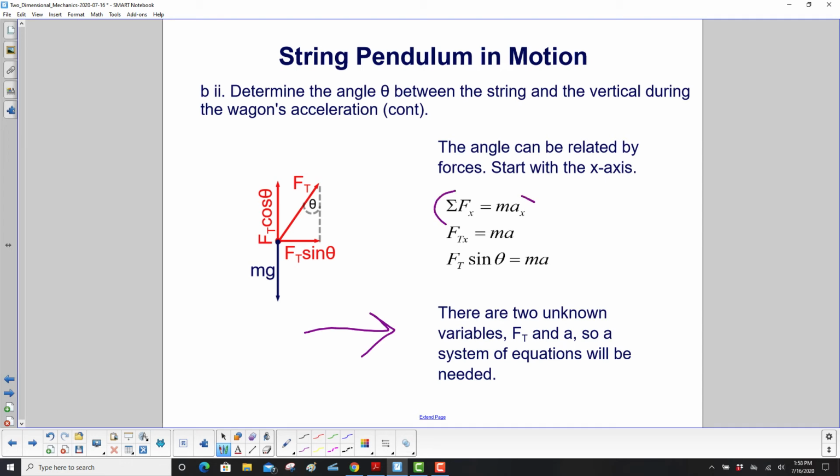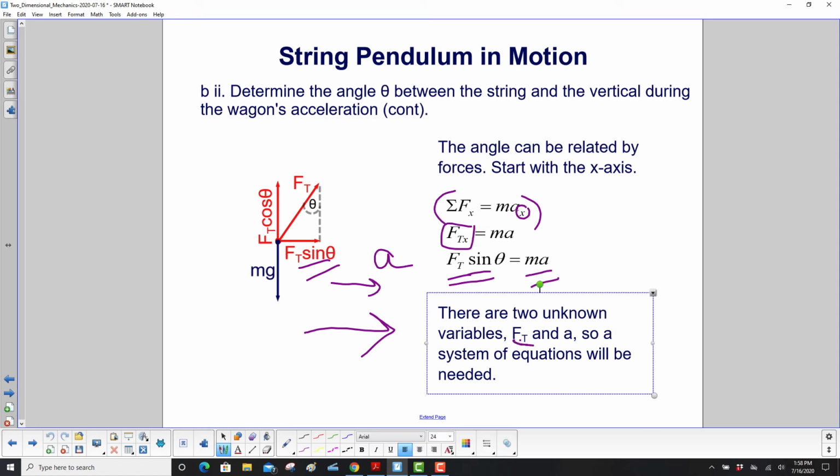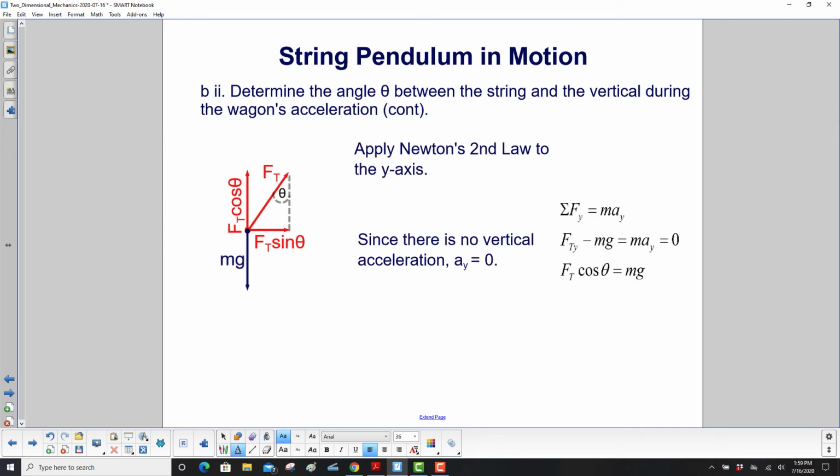So the sum of the forces in the x direction is m a subscript x. And what force do we have there? The only force we have is the tension force in the x direction, which is F_T sine theta. So that equals our acceleration. And we've gotten rid of the subscript here because the given acceleration is a. There are two unknown variables, tension and acceleration, so a system of equations will be needed. Now we'll apply Newton's second law to the y-axis. There is no vertical acceleration, so a sub y is equal to 0.